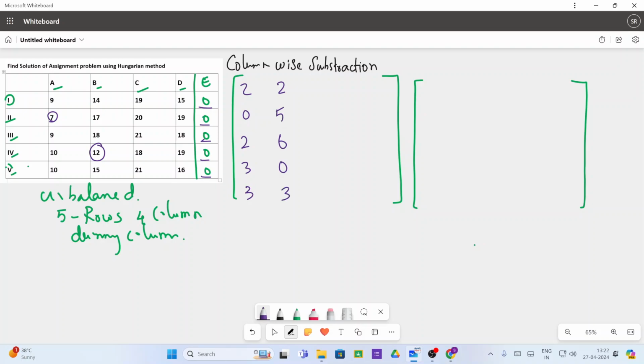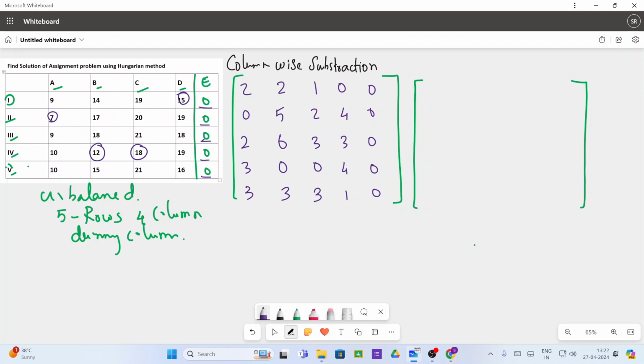In the next column, the minimum value is 18, so it becomes 1, 2, 3, 0, and 3 again. In the last column the minimum value is 15, so it becomes 0, 4, 3, 4, 1, and the dummy column would be all zeros. Now you can start doing your assignment.